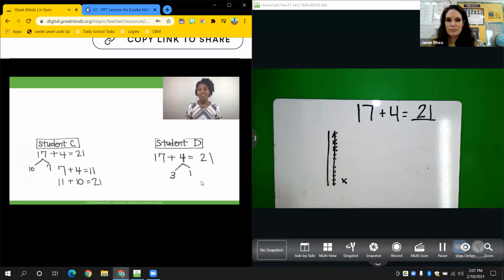Let's compare student C's work and student B's work. Did they solve this problem the same way? What similarities and differences do you notice? I want you to discuss it with a partner. If you don't have a partner, that's okay. Remember, you can always pick up your imaginary phone and pretend to discuss it with me. Go ahead and discuss with your partner now.